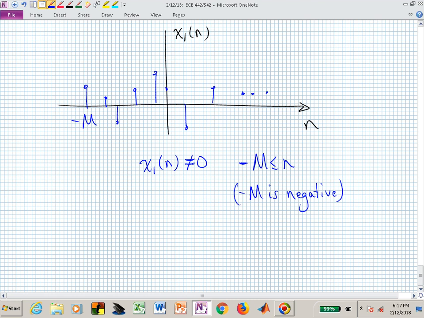Questions on this? Modified pattern 1. Now we've picked up a little negative indices. Yes? How do you choose M? How do you choose capital M? That's going to be dependent on your sequence, and we'll go through some examples in a minute. Okay? I hope.